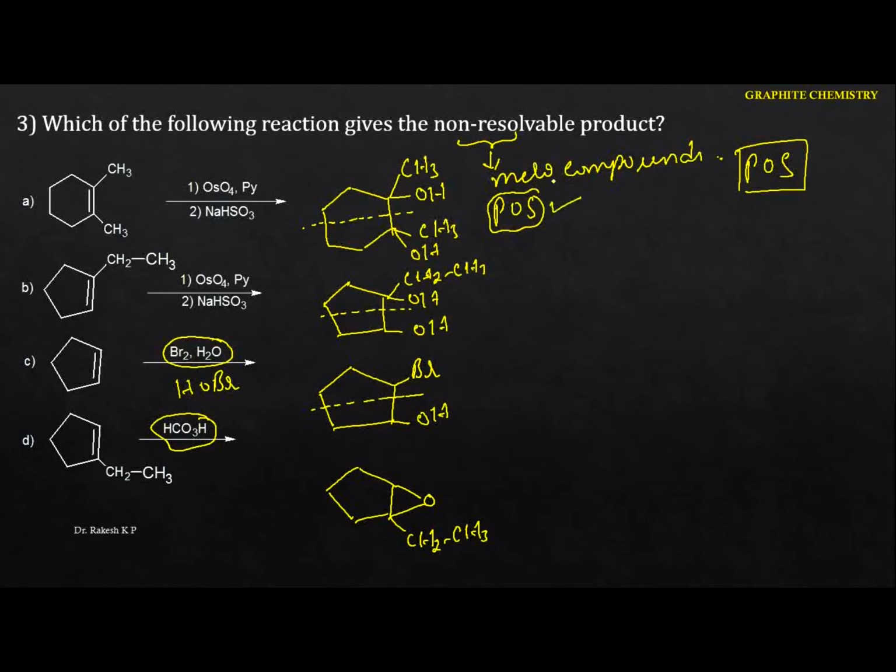That means it is a meso compound, which is nothing but the non-resolvable product. But here we can't identify the plane of symmetry, here also we can't identify it, and only in this one can we identify it. Hence in this case the option is A. Okay, next one.